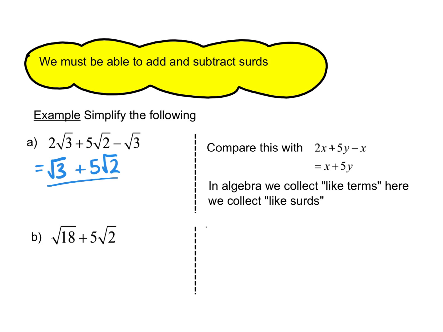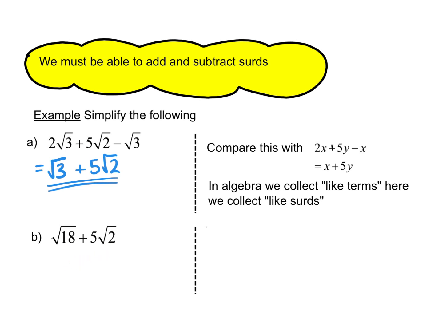Now, quite often when this comes up in an exam or a textbook question, you'll tend to find that you have to do a bit of simplification first before you can add or subtract. Looking at part B here, I've got root 18 and 5 root 2. Now, these two bits underneath the square root are not the same. But this one here, we can simplify. So we can use our square number list and try to find the highest square factor. And when I do simplify that, then I'll need to check again if I have any like surds.